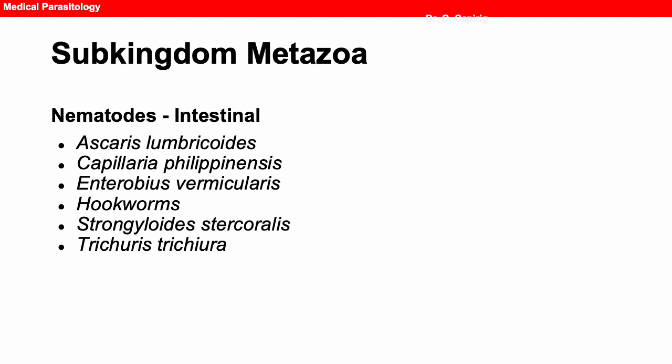We have Necator americanus and Ancylostoma duodenale. Strongyloides stercoralis causes strongyloidiasis. They are also known as the threadworms. Trichuris trichiura causes trichuriasis. Another name for Trichuris trichiura is the whipworm.